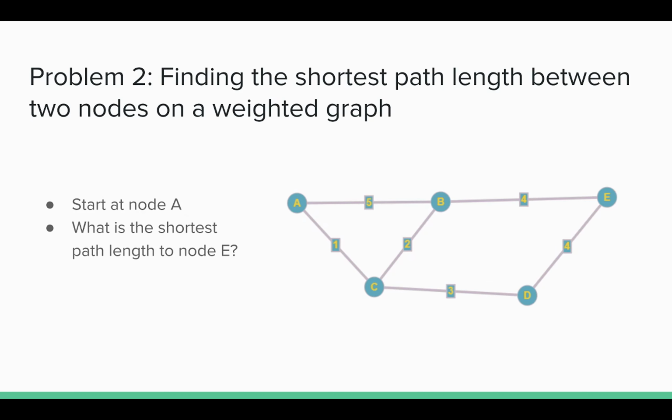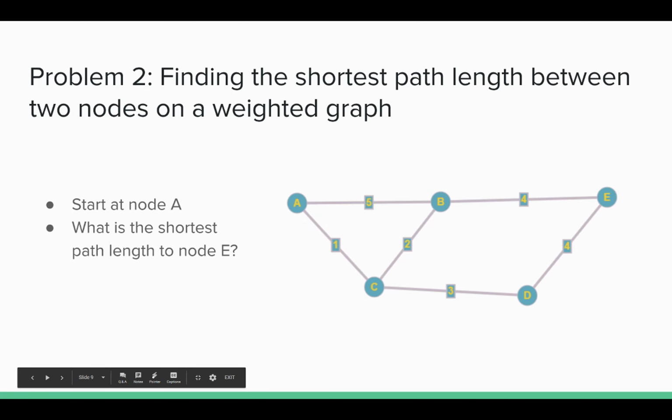One common problem in graph theory is how to find the shortest path length between two nodes on a weighted graph, and there are a surprising number of different ways to do this from a programming standpoint. First off, let's take a look at this simple graph and try to find the shortest path from node A to node E. It is pretty apparent that the shortest path is from A to C to B to E.